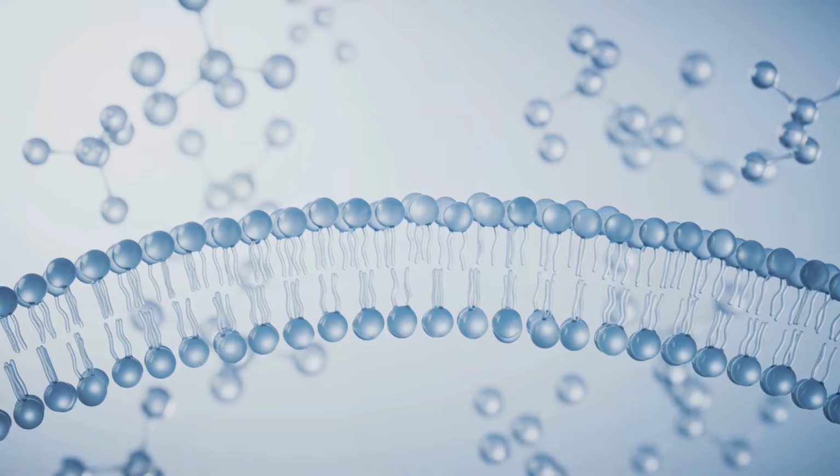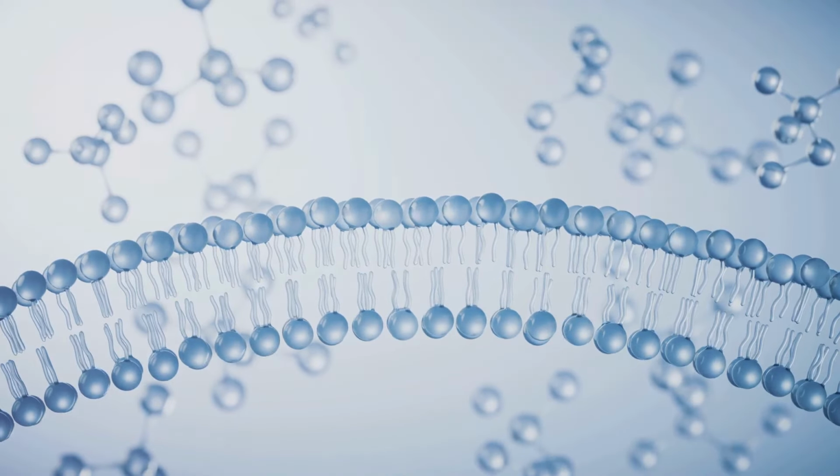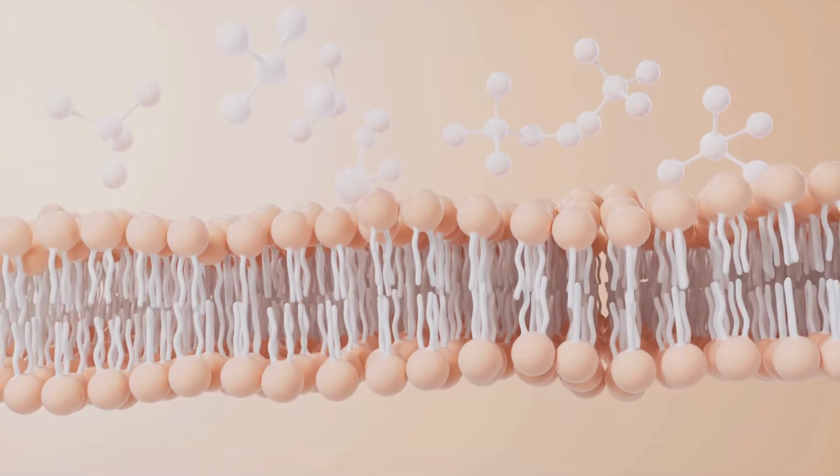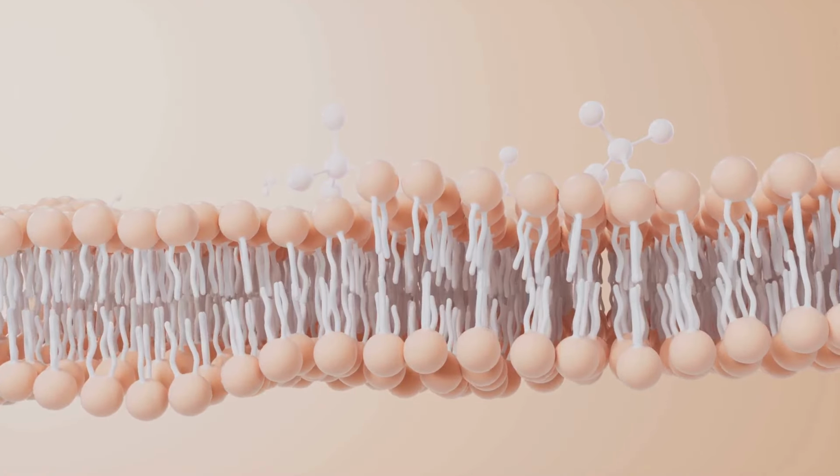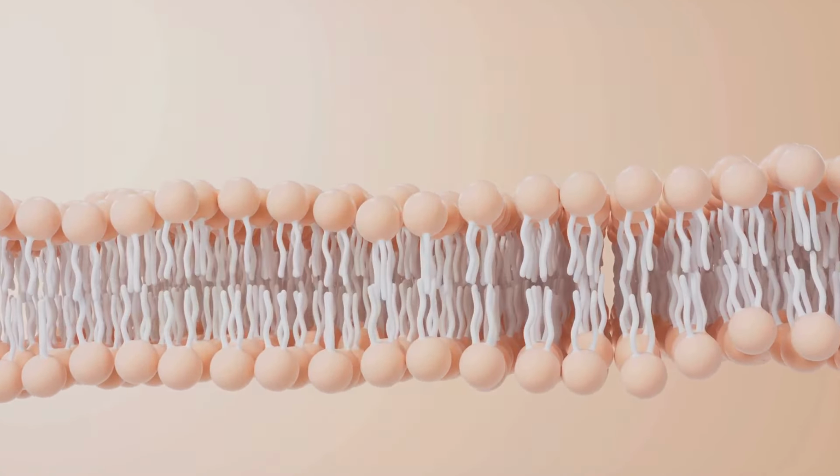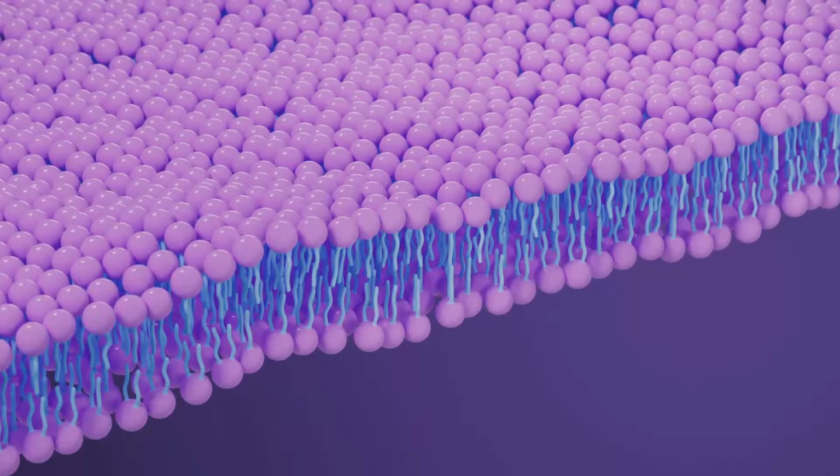What are the two main groups of transport mechanisms across the cell membrane? Active transport requires energy, often in the form of ATP, to move substances against a concentration gradient. Passive transport does not require energy, allowing substances to move down their concentration gradient.